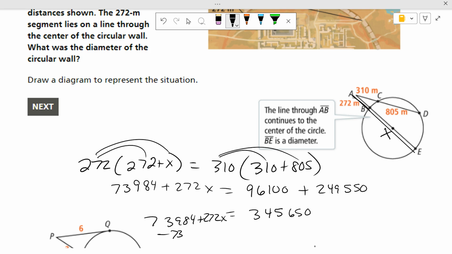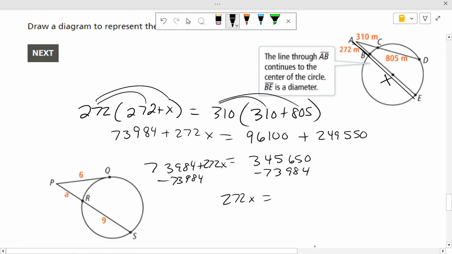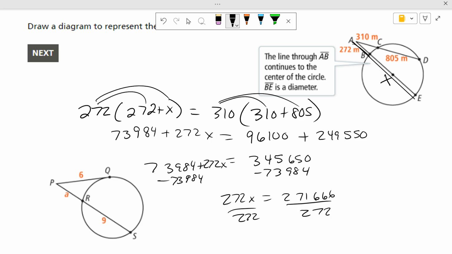So then we have to subtract from there 73,984. So 272x equals 200 and what? If we divide by 272, it's really close to 1,000, right? 998.8. Okay. All right.